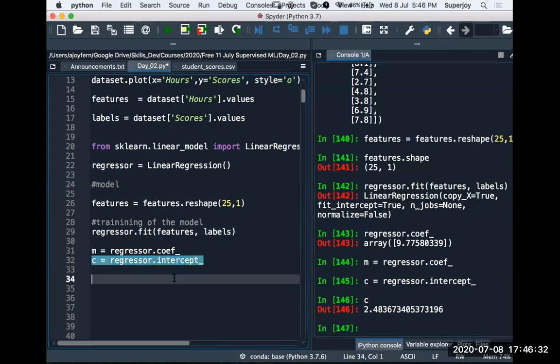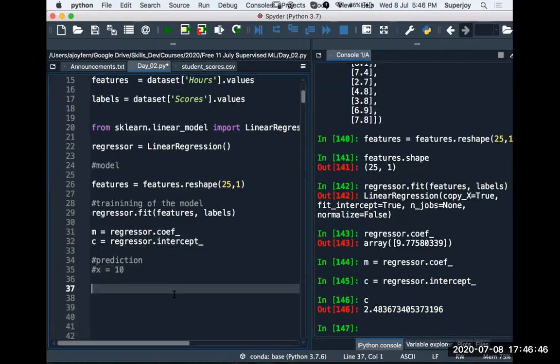Can we perform the prediction now, guys? What were we looking for? We wanted to know what the score is if x is equal to 10. If the value of x is 10, what is your score? Can we identify that, guys? Yes, now we can find that out using y = mx + c. Using mx + c, we can find out the value.